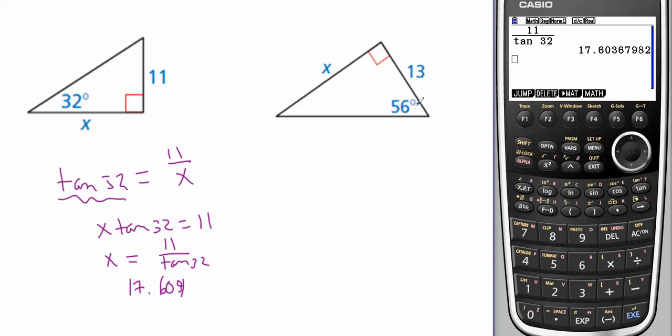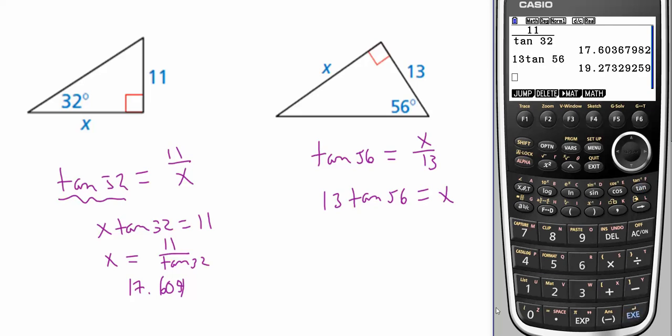Now, here we go for round 2, just another example. You should pause this, do this, and then check your work. Pause. Okay, you're back because it's only like 1 second for me. So I'm going to do opposite over adjacent. Tan 56 is equal to opposite over adjacent. This is a super easy one because all I have to do is do 13 tan 56 is equal to my missing side, and I just do 13 tan 56, knock her out, and that is 19.27 blah blah blah.